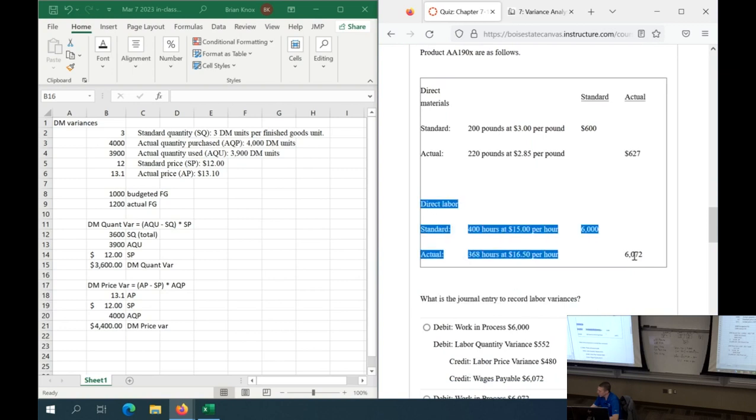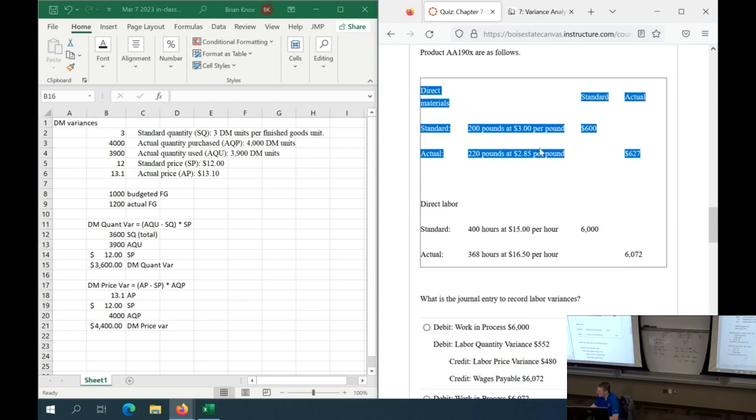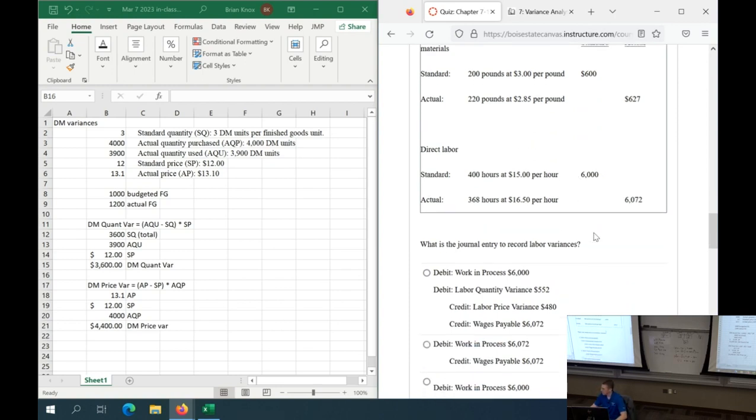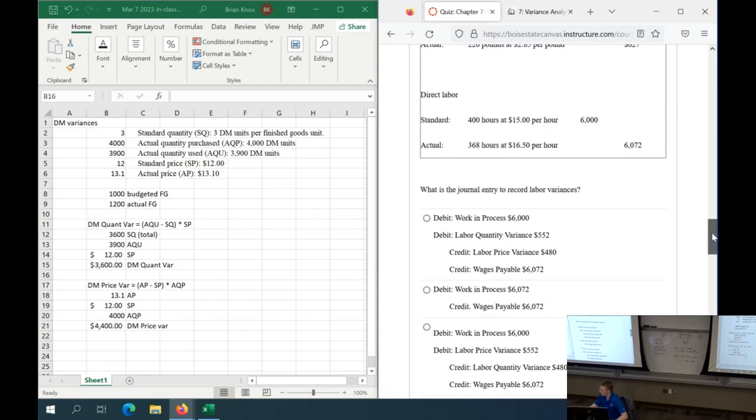So it's all about this stuff down here. In fact, we can ignore these up here. But it's okay we went over it because they follow the same pattern. We've got standard quantity, standard price, actual quantity, actual price. So full actuals here, full standard here. And we've got to pull out which of these is right.